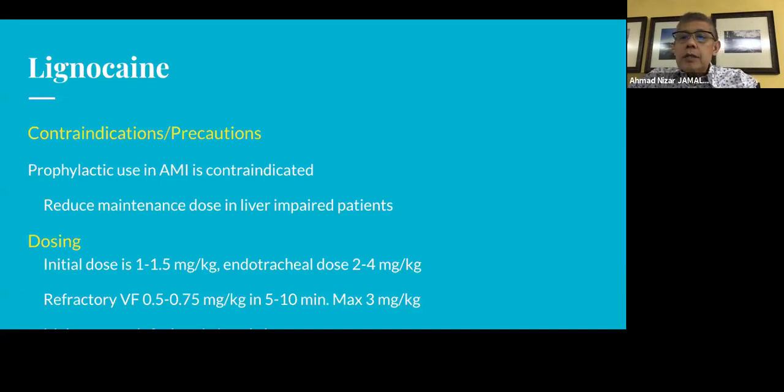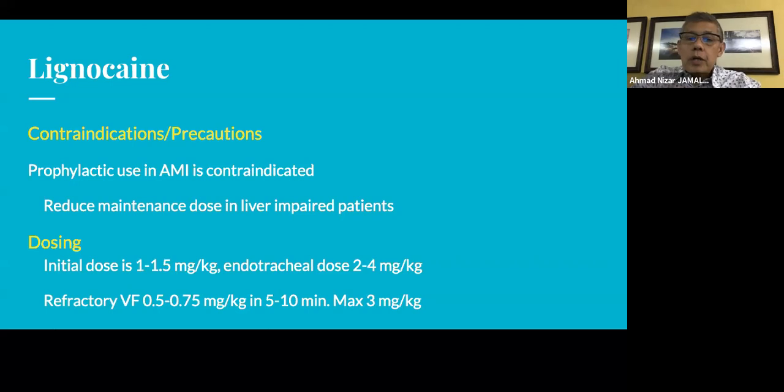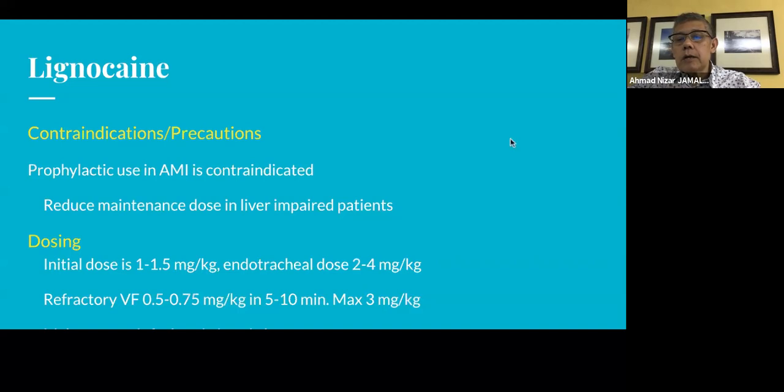You can also use this endotracheally, 2 to 4 milligrams per kilogram. And in a refractory VF, you can actually give it in 0.5 to 0.75 milligram per kilogram in 5 to 10 minutes. The maximum dose is 3 milligrams per kilogram. Now, the maintenance infusion is 1 to 4 milligram per minute. But you will have to monitor them very closely because you may actually cause toxicity to occur. And lignocaine toxicity presents with seizures actually.